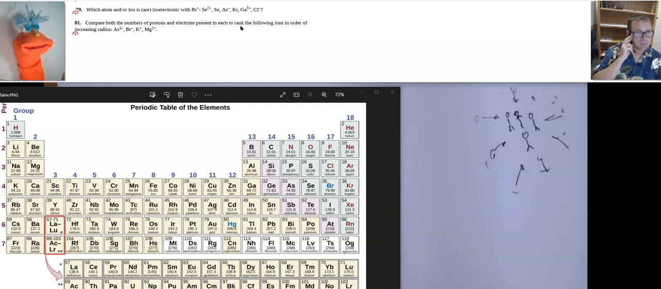So arsenic has 33 parents and is trying to gather 33 children, it'll take a certain radius. But when you remove 3 of those children, then it's easier for these 33 parents to draw them in, right? The nucleus can distribute its charge over fewer electrons, and so they all feel what we call a stronger effective nuclear charge. So it will shrink. Okay?